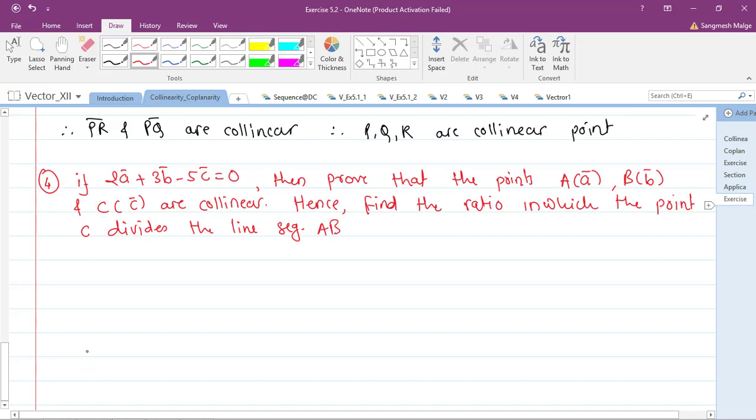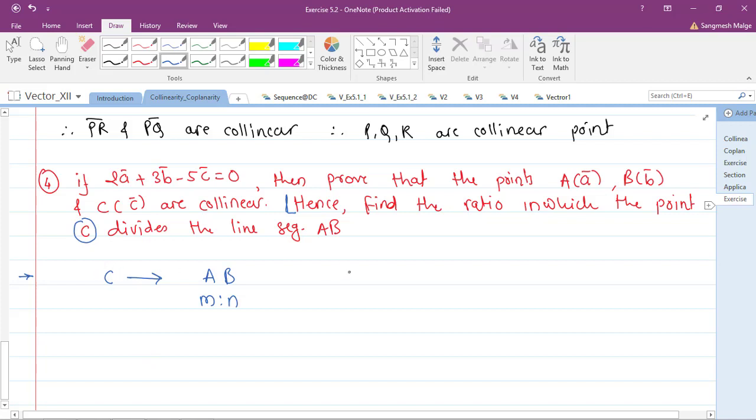Okay, so we have to show that the points A, B, C are collinear. Hence we have to find out the ratio in which C divides the line segment AB. Now, if you focus on the second statement, find the ratio in which the point C divides the segment AB. Point C divides the segment AB in the ratio m:n; we don't know whether internal or external, that we will come to know. So let's find out.